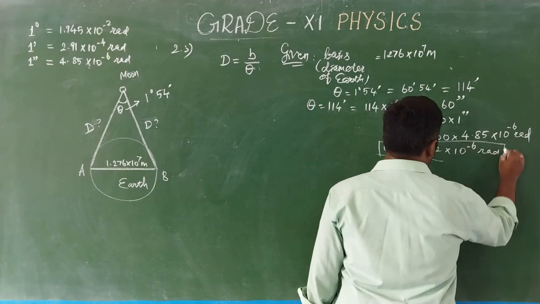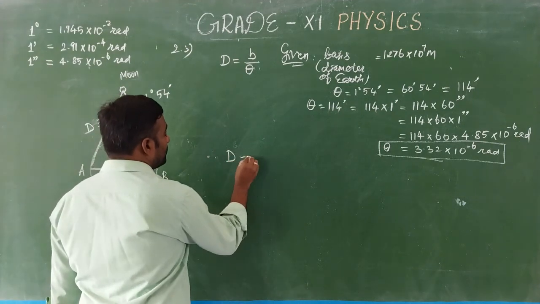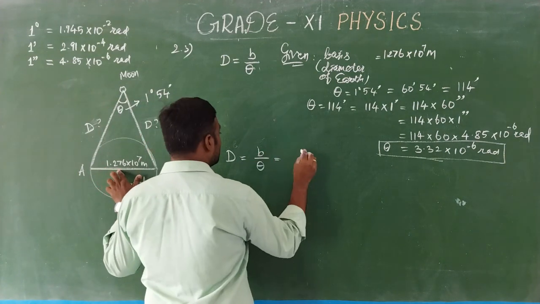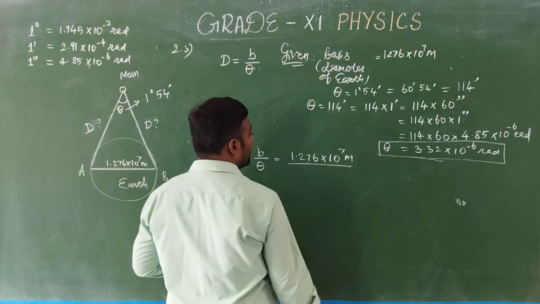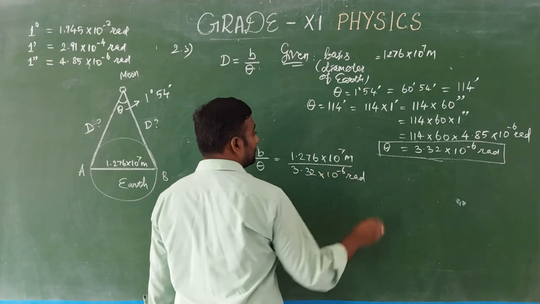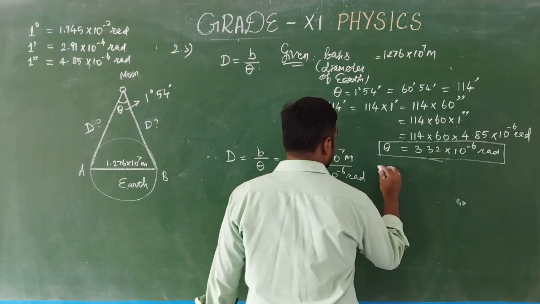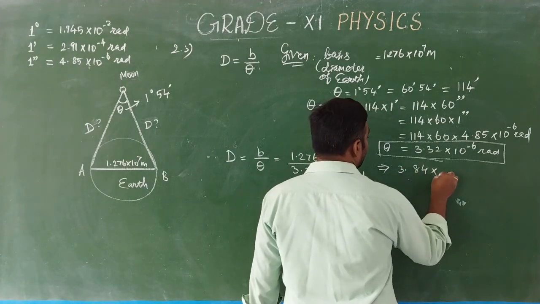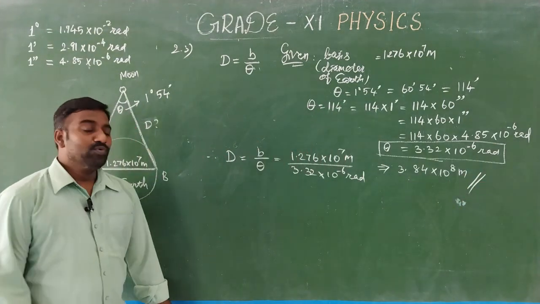Now we have the theta value also. Directly we can substitute. Therefore, the distance of the moon from the Earth is basis by theta. Basis is the diameter of the Earth, that is 1.276 into 10 to the power 7 meter, and the parallactic angle is 3.32 into 10 to the power minus 6 radian. Okay, so after the simplification, finally we'll get the distance of the moon from the Earth as 3.84 into 10 to the power 8 meter. So this is the distance of the moon from the Earth.